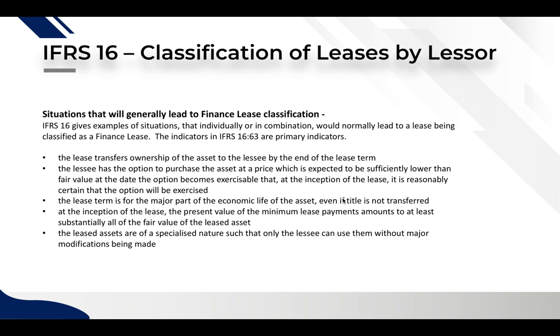Number two, the lessee has an option to purchase the asset at a price which is expected to be sufficiently lower than the fair value at the date the option becomes exercisable, such that at the date of inception of the lease, it is reasonably certain that the option will be exercised. So in this case, the lessee has an option to purchase the asset at the end of the lease term, and the purchase value is substantially lower than the fair value at the date the option becomes exercisable.